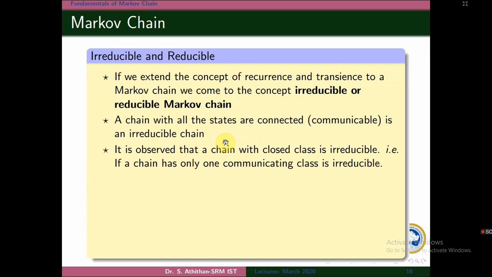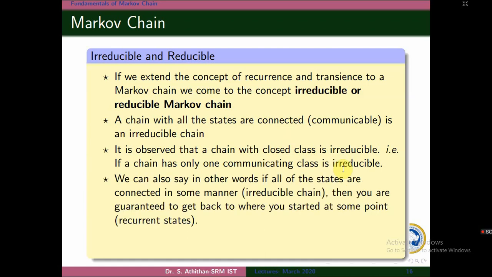So it is observed that a chain with a closed class, meaning all the states are communicating with each other and they may not go out, is called a closed class. So if a chain has a closed class, then it is irreducible. Only one communicating class, no more communicating classes. We can also say, in other words, states are connected in some manner, then you are guaranteed to get back where you started at one point.